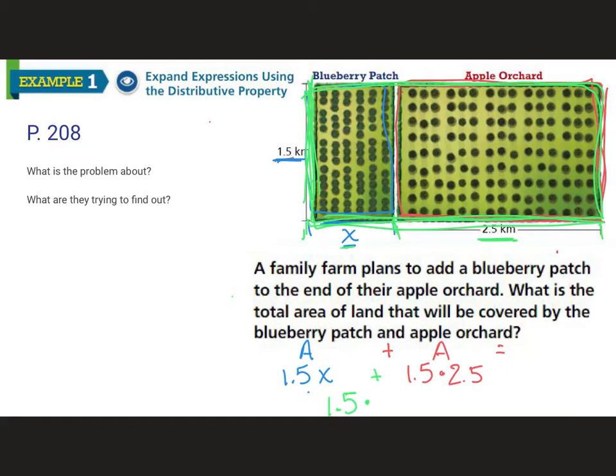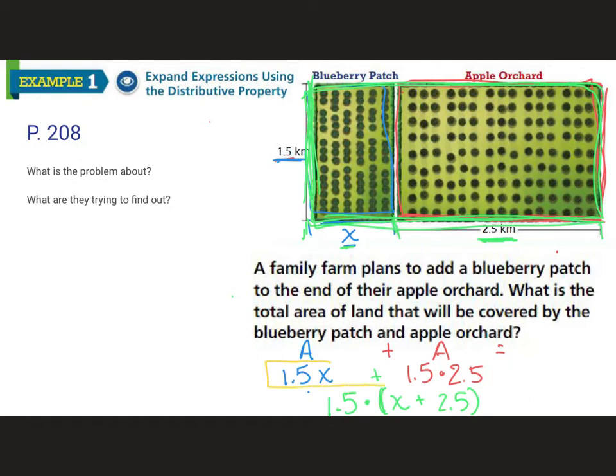So this x plus this together, if I added the x dimension, whatever it is, like pretend that's 7, I would do 7 plus 2.5 to get that side, but it's not 7. And I'm going to add that to 2.5 to get that whole side. And so once I add those together, I could multiply by 1.5. So these two expressions would give us an equivalent result.